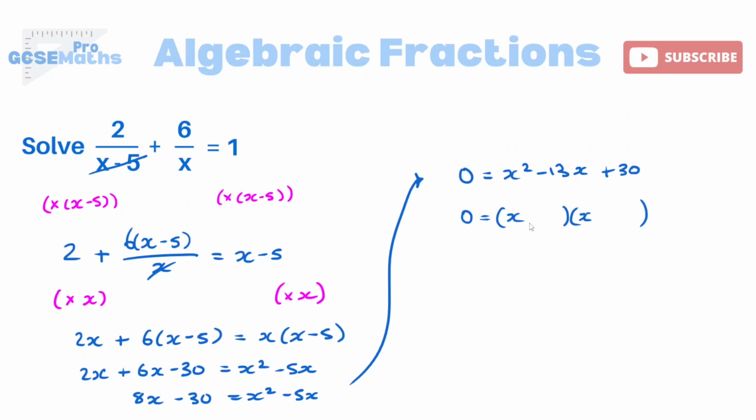An x and an x, I need 2 negatives. Numbers that times to make 30 and add to make 13 is obviously 3 and 10. And my solutions are x is 3 or 10. And there we go. That's it solved.